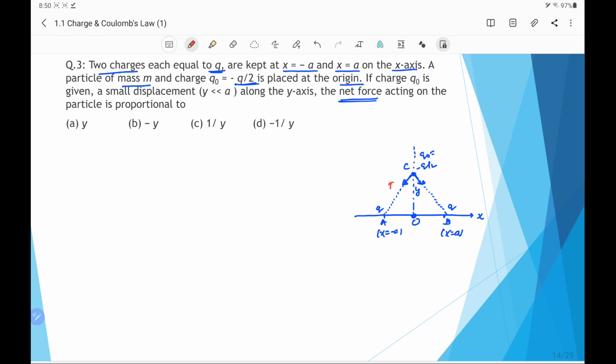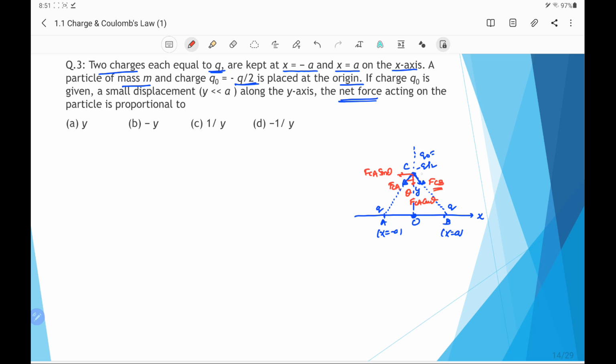So we resolve the forces. This is force F on C due to A. This is the force F on C due to B. These forces can be resolved in two components. Suppose this angle is theta, then the component along the y-axis will be FCA cos theta, and another component will be FCA sin theta.